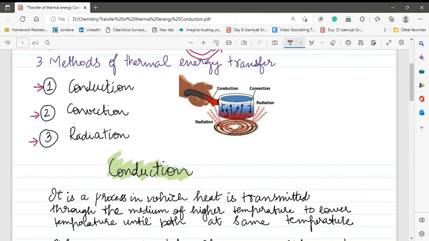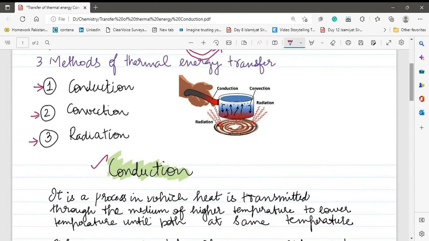You can see in this diagram we have a metal pot which is heating on the stove. This stove is releasing the thermal energy in the form of radiation. The water inside the pot is heating up due to convection, and this rod is getting heated up due to the process of conduction. So you can see that in this single diagram all three methods of the transfer of energy are being performed, but we will discuss each and every method in detail. So in this lecture we will discuss the process of conduction in detail.